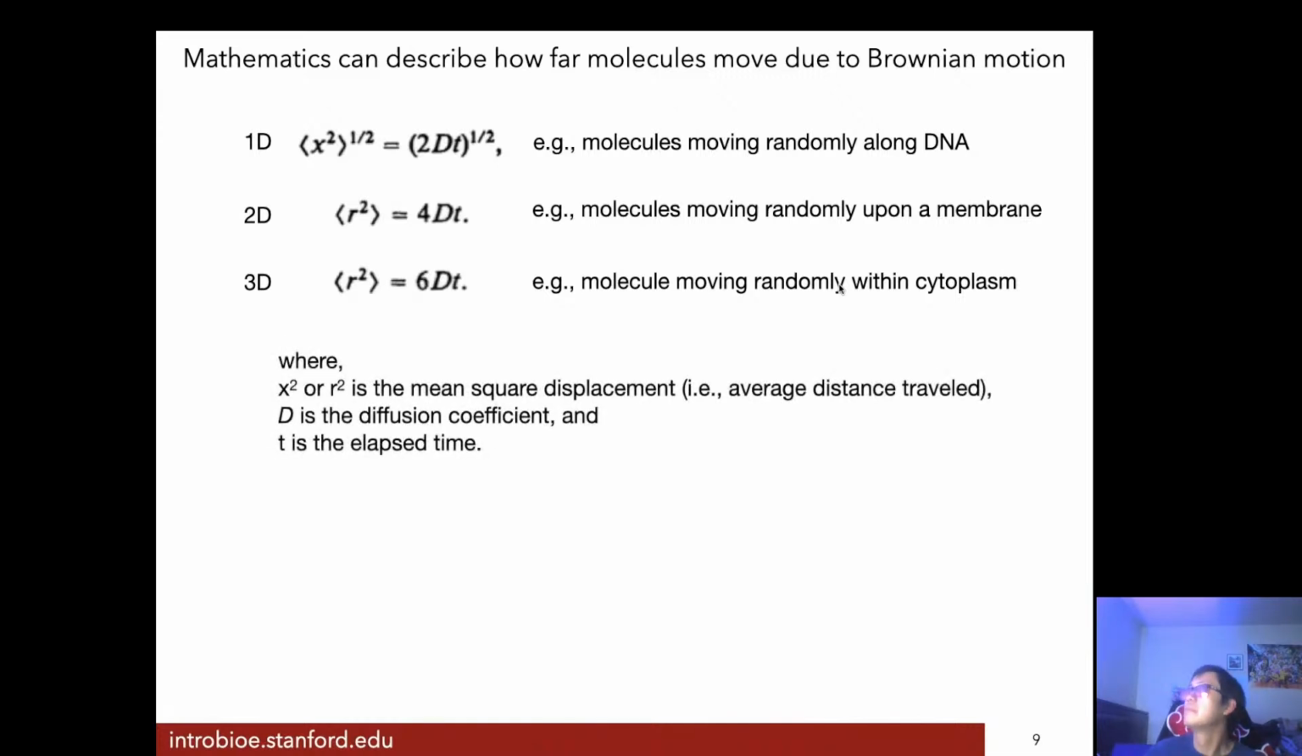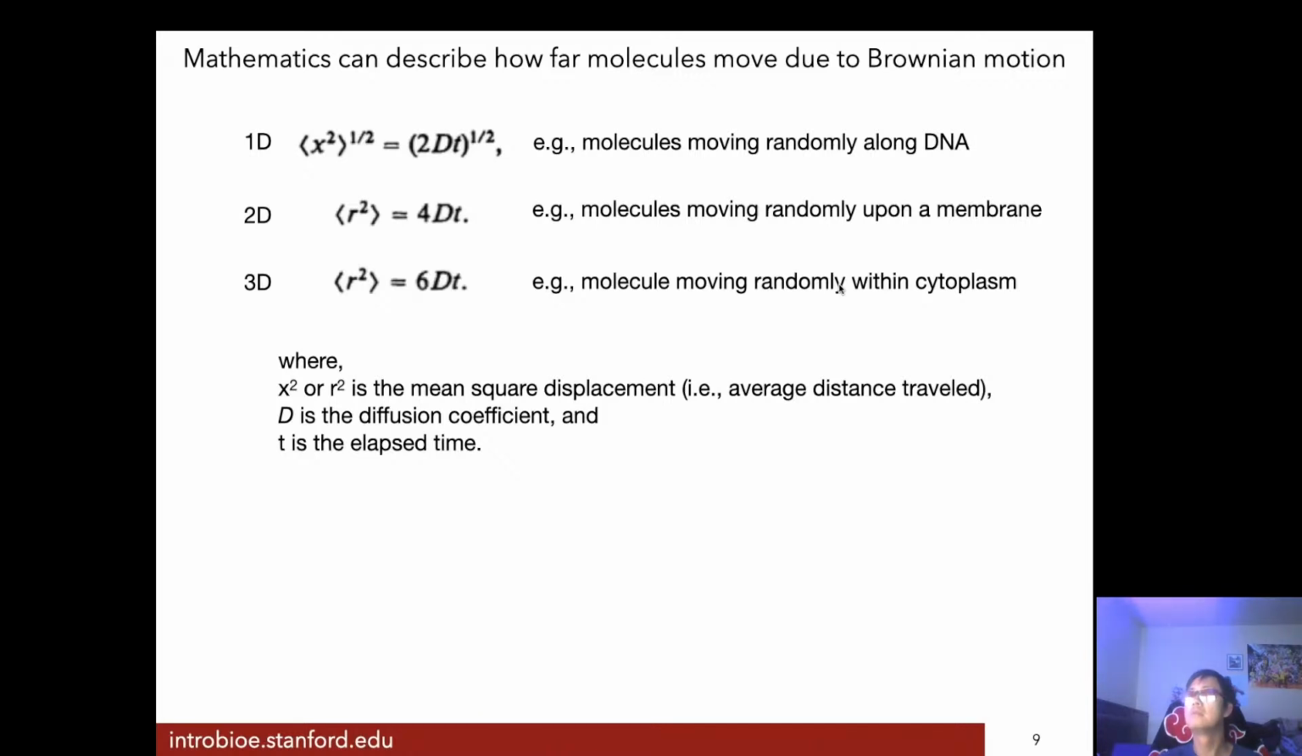What do the terms mean in these equations? x squared or r squared is known as the mean square displacement, the square of the average distance traveled by a particle in one of these systems. So the left side of the equations is the square of how far something is going to move on average. The letter D here on the right side of the equation is the diffusion coefficient. It's the oomph. It's like how fast we think something is going to be moving. And t is the elapsed time.